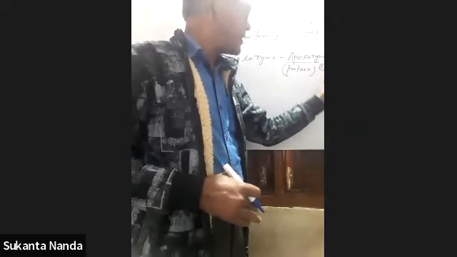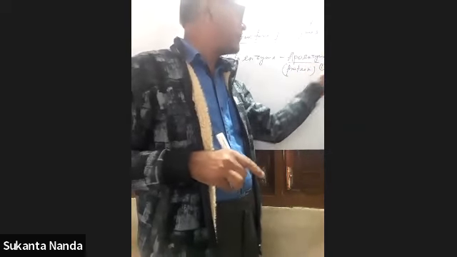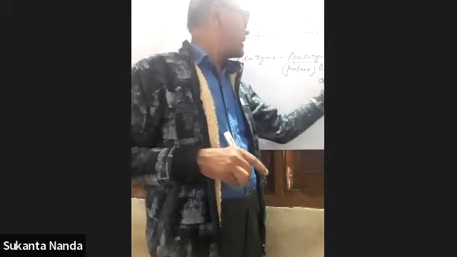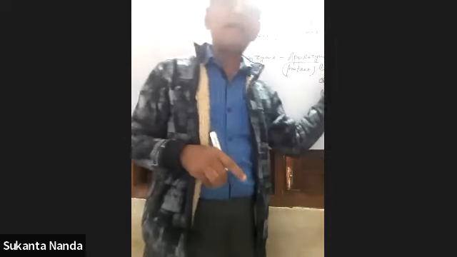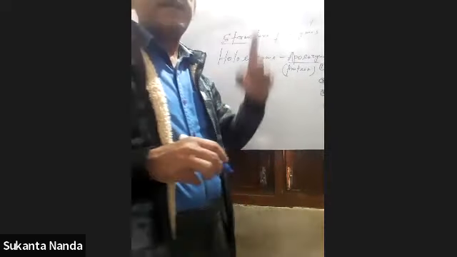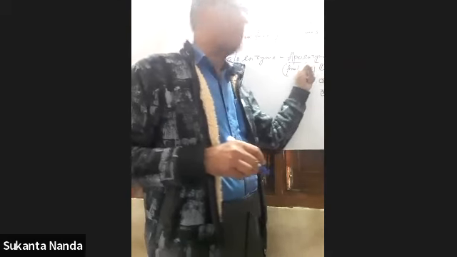Cofactor includes the prosthetic group, second is coenzyme, and another one is metal ions. Okay. So apoenzymes can be attached with the prosthetic group. That means the prosthetic group is always attached with apoenzymes. It is a friend for all weathers. That means in time of need, in time of not need, in time of happiness, in time of sorrow, the prosthetic group is always attached with apoenzyme.